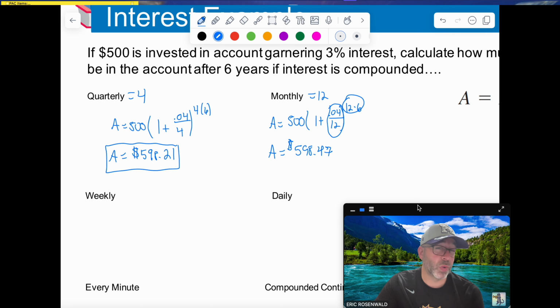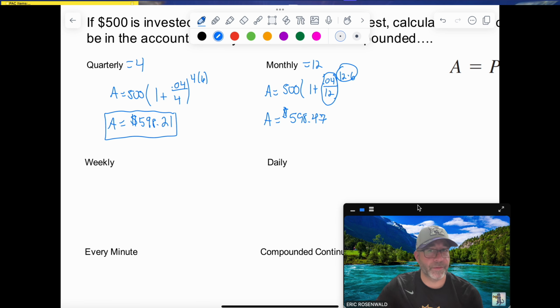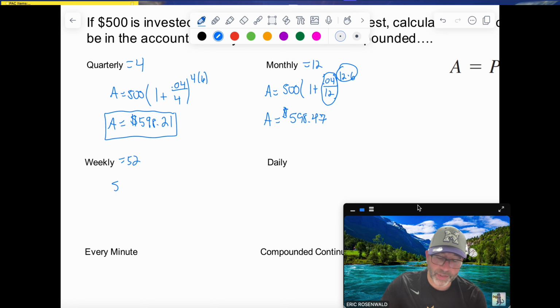So I made like an extra 26 cents by letting it compound monthly. Yippee. Right? What about weekly? You would think it'd be a whole lot more when there's 52 weeks, right? 52 weeks equals weekly. Well, if I do that, we're going to end up with 598.58. Not a whole lot more.